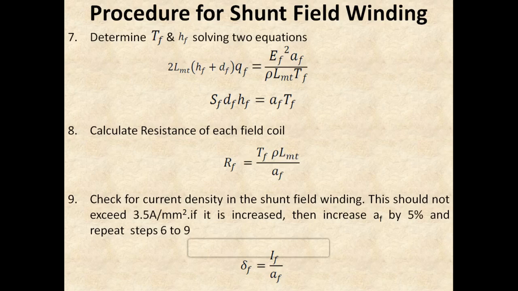From the steps mentioned from 1 to 8 we know the values of IF and AF. So we can easily calculate the value of current density and see if its value is less than 3.5 ampere per millimeter square. If it is not less than 3.5 ampere per millimeter square, it means definitely you have to increase the value of AF and repeat the steps from 6 to 9 so as to ensure that the value of del F is less than 3.5 ampere per millimeter square. Further, if the value is still not less than 3.5 ampere per millimeter square, you have to again increase the value of AF by 5%, and then again repeat the steps from 6 to 9.